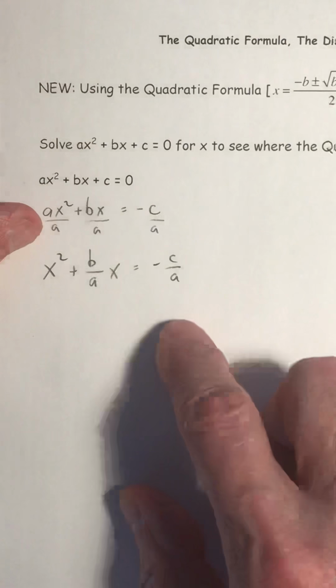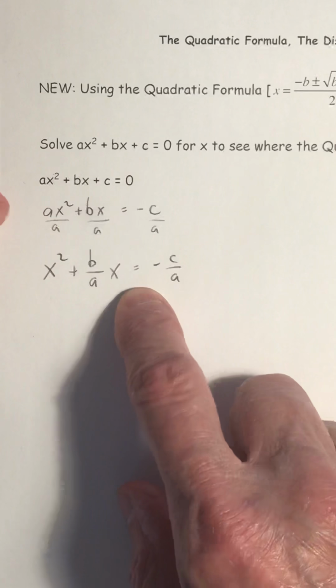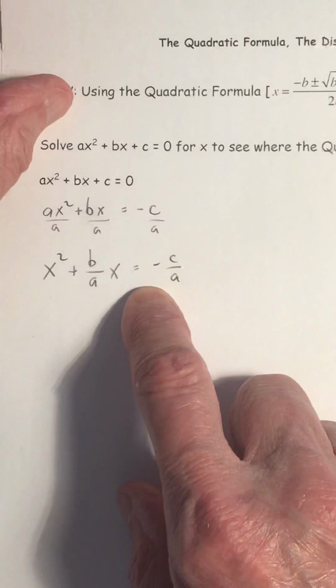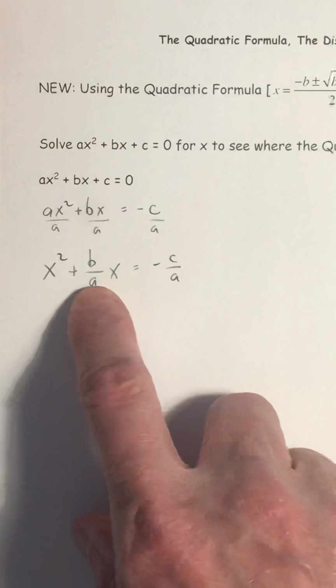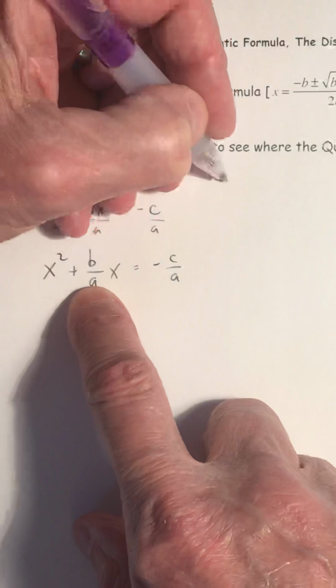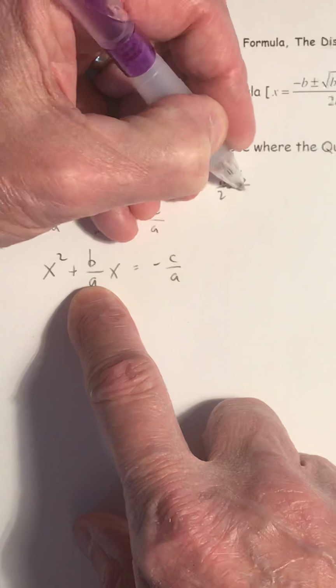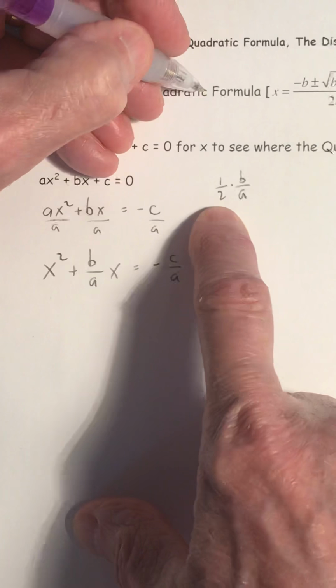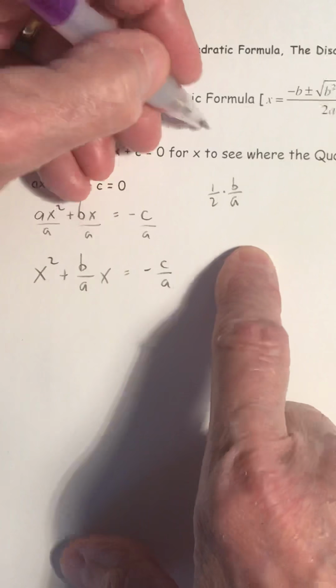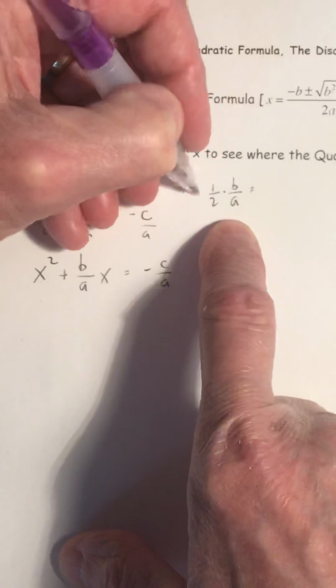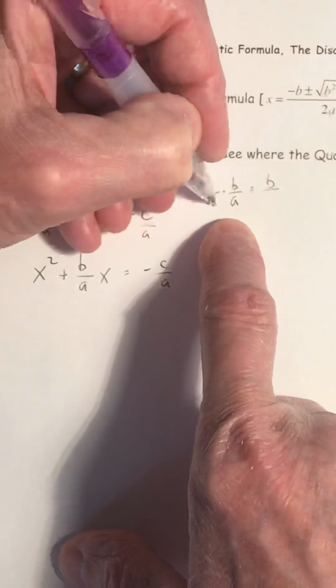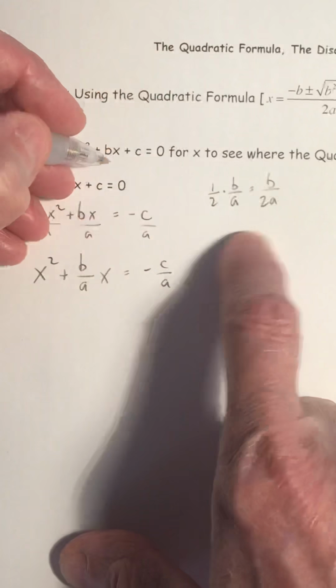So this is continuing finding the quadratic formula from scratch. So what's half of b over a? As we did with numbers earlier, we can find half of the fraction by just multiplying by 1/2. So half of b over a will be 1 times b, 2 times a, which is b over 2a.